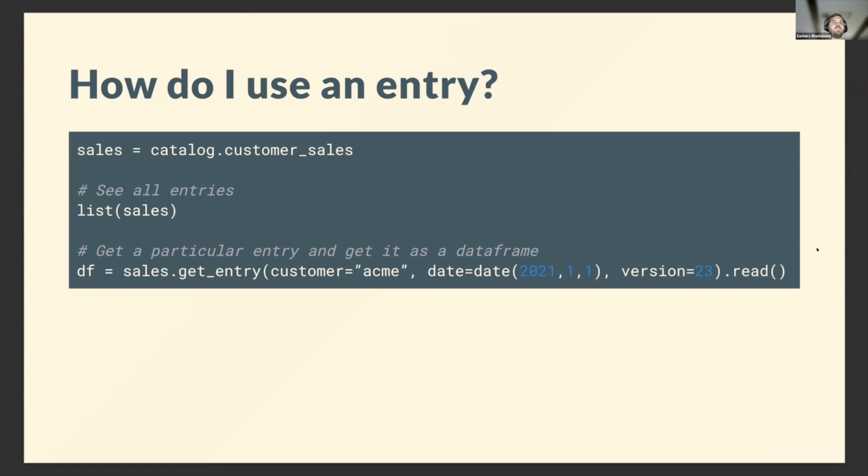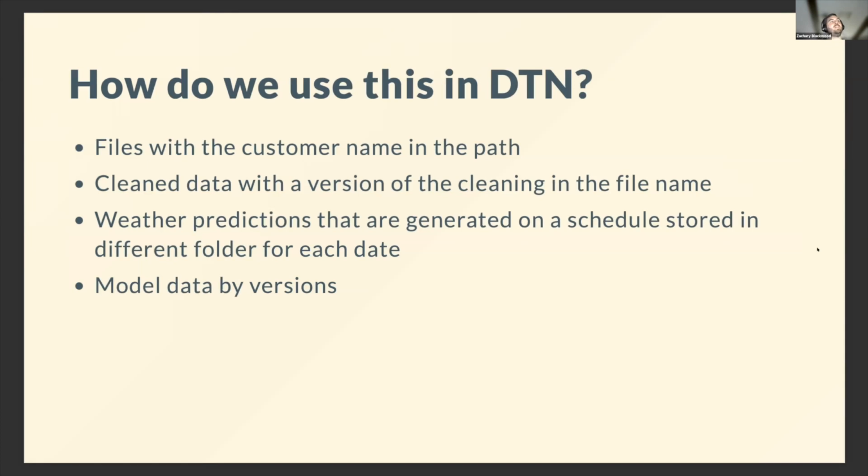And so this allowed us to compactly describe a whole bunch of files, even a bunch of files that is growing over time as we add new data, and still have a single entry. So we're using this extensively at DTN. We're using it both in experimental projects and also in production. Here's some of the ways that we're using it.